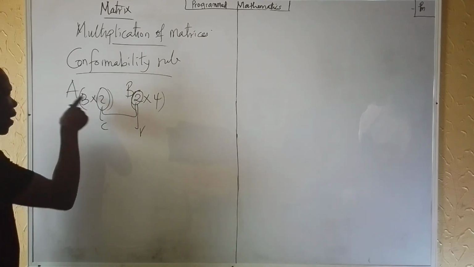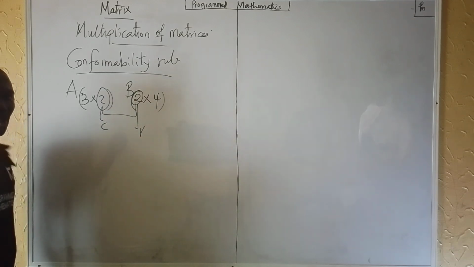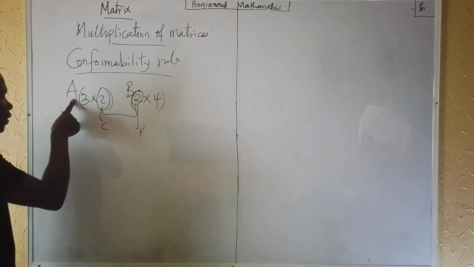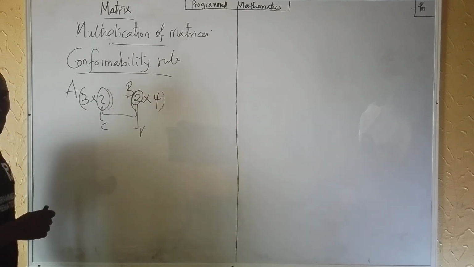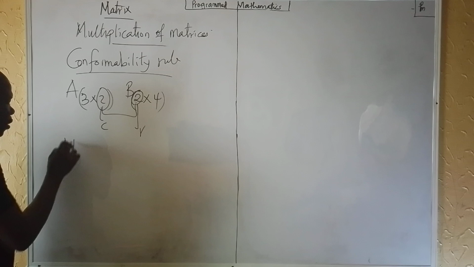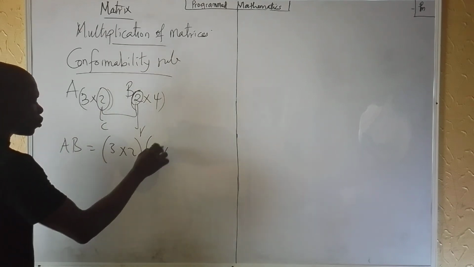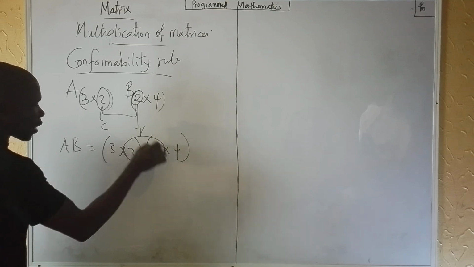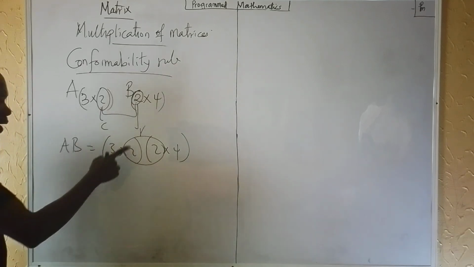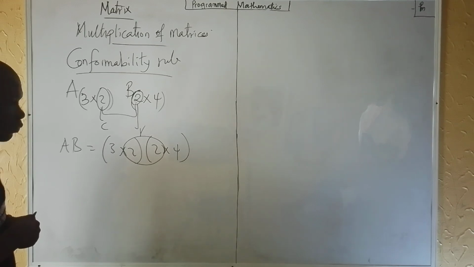But the moment the number of columns of A is not equal to the number of rows of B, then it is impossible to multiply matrix A by matrix B. So in this case here, matrices A and B are of the order 3 by 2 and 2 by 4. Here, the number of columns of A is equal to the number of rows of B.